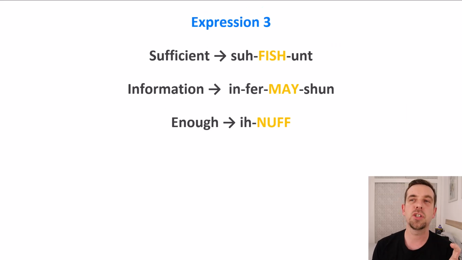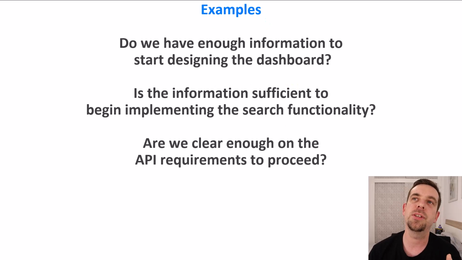Now, as we look here at sufficient, it's a little bit more formal. It means the same thing as enough, okay? Now, again, the pronunciation of enough, I know that you can spell E-N-O-U-G-H. Pronunciation is an F sound. Enough, enough. And then information, that's an easy one. So some examples here. Do we have enough information to start designing the dashboard? Is the information sufficient to begin implementing the search functionality? And are we clear enough on the API requirements to proceed?